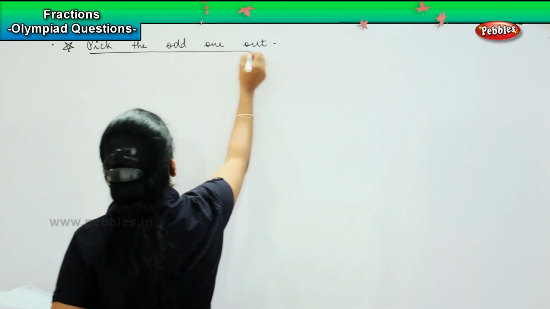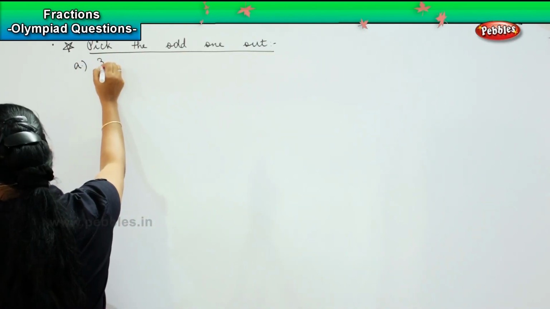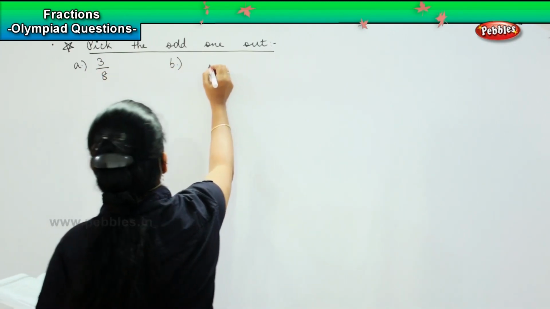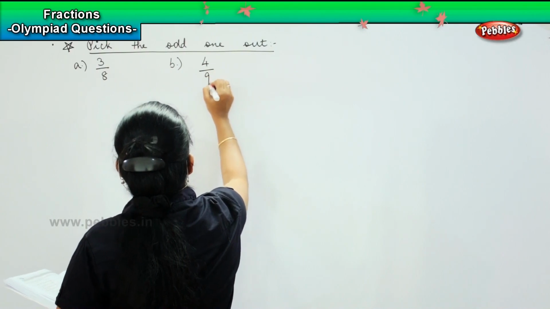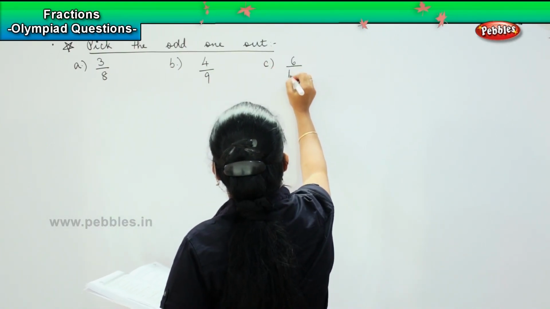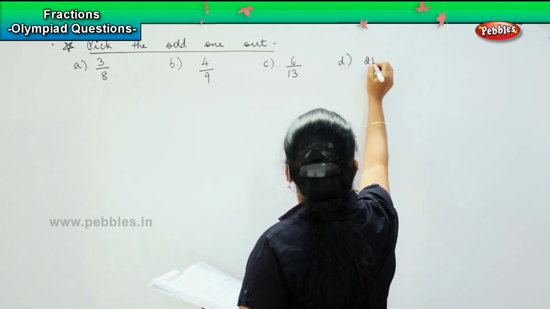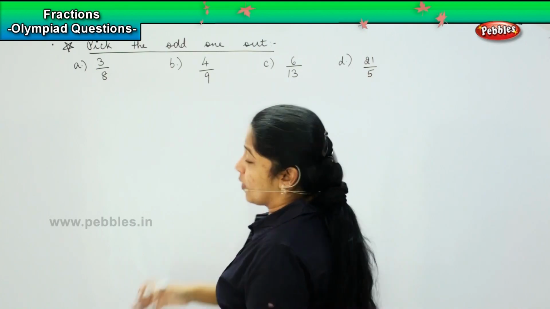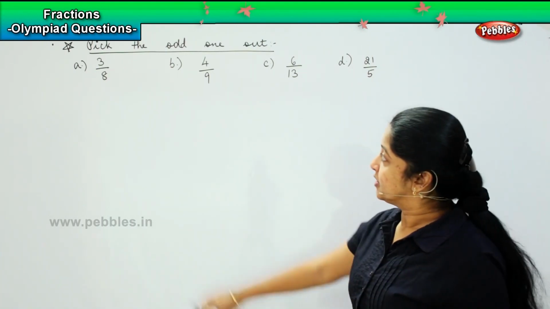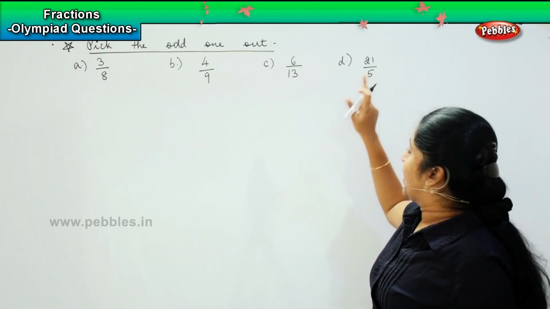And the options are: option A, 3 by 8, option B, 4 by 9, option C, 6 by 13, and option D, 21 by 5. Okay. So can you tell me which is the odd one out in the given set, children? 3 by 8, 4 by 9, 6 by 13 and 21 by 5.